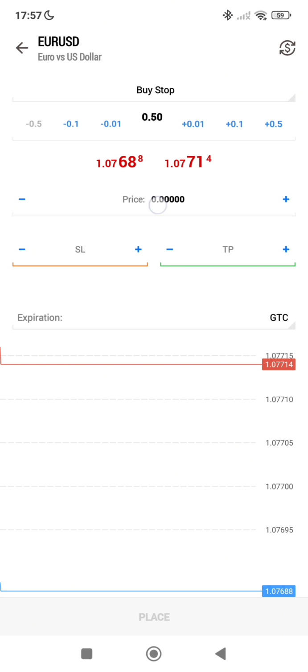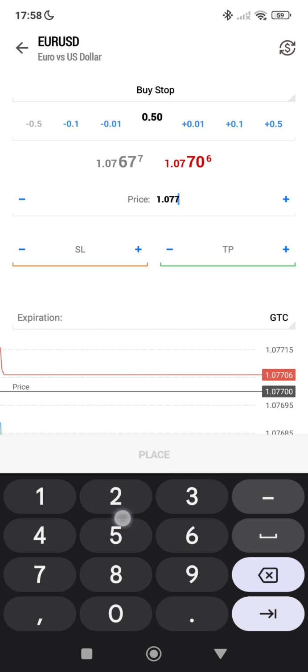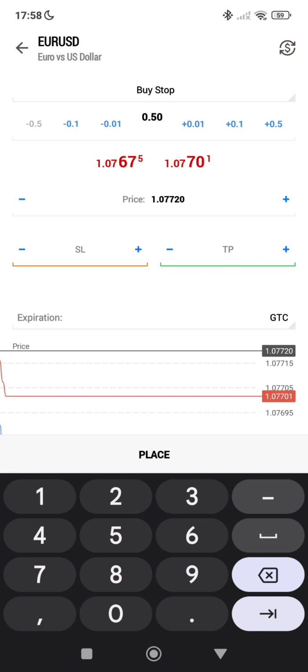Now what are you going to do? You are going to copy the price at which you anticipate that price will push up and trigger you, okay, the price that you copied. Delete all of these zeros again and you fill in that value, 1.07720. That is going to be your entry price, and then you are going to copy that stop loss again, which is 1.07617. Okay, I copied it somewhere so I'm reading.